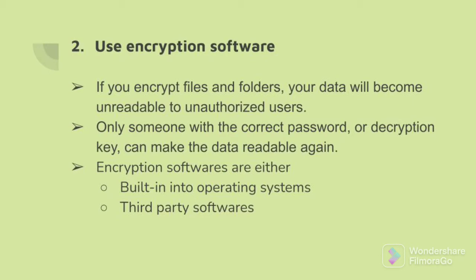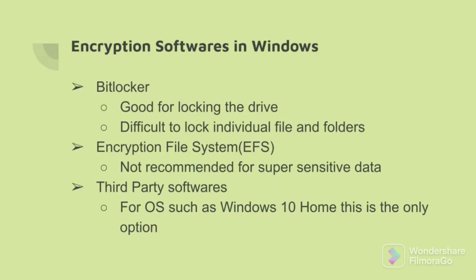The encryption software is built into the operating system, or you may install it from a third party also. In Windows we have some built-in software. BitLocker and Encrypting File System are the built-in software in Windows, right. BitLocker is good for locking the drive. It will lock the complete drive, right. The next one is the Encrypting File System. It is also one of the built-in software available inside Windows, but it is not recommended for super sensitive data, as it is easy to crack the Encrypting File System.